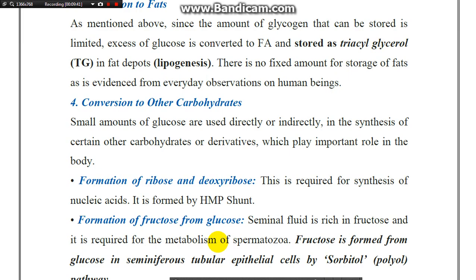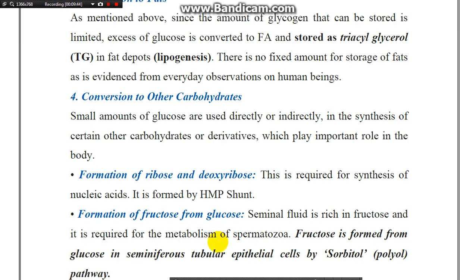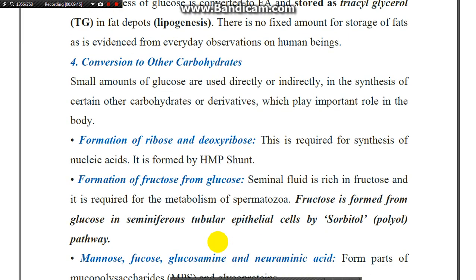Formation of fructose from glucose، إنتاج الفركتوز. السماينال فلويد، السائل المنوي، يكون غني بالفركتوز and it is required for metabolism of the spermatozoa، ويعتبر كمصدر غذاء للنطف.